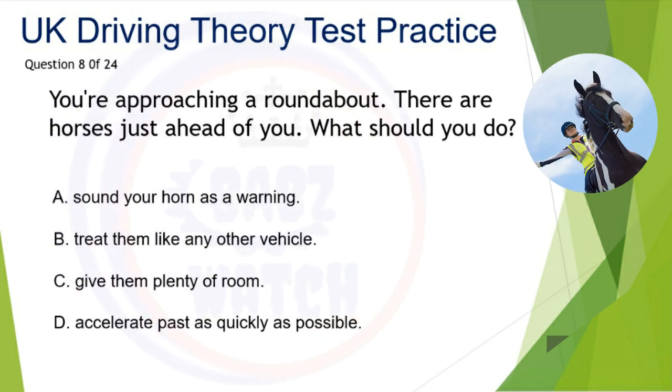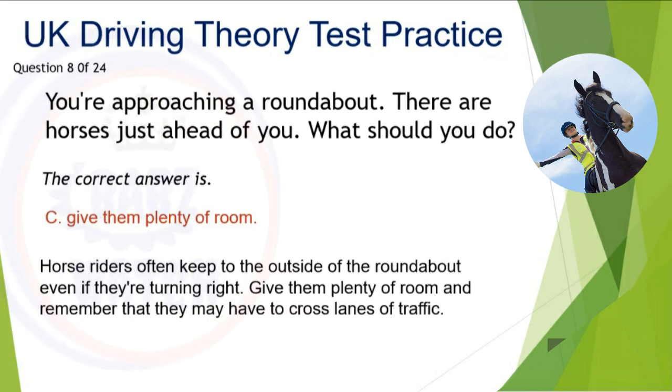Question 8 of 35. You're approaching a roundabout. There are horses just ahead of you. What should you do? A. Sound your horn as a warning. B. Treat them like any other vehicle. C. Give them plenty of room. D. Accelerate past as quickly as possible. The correct answer is C.